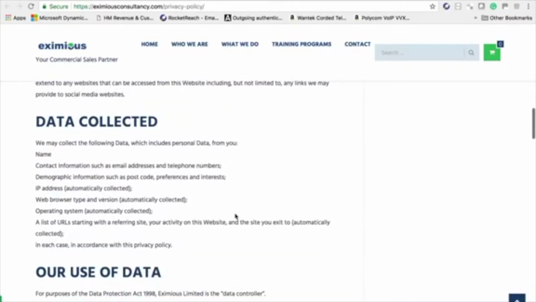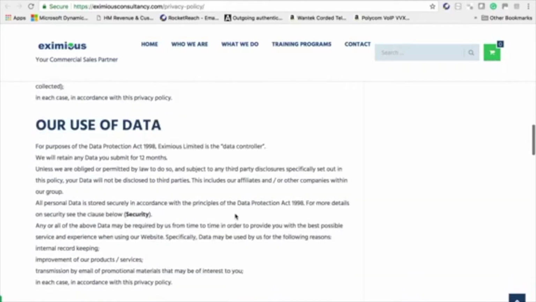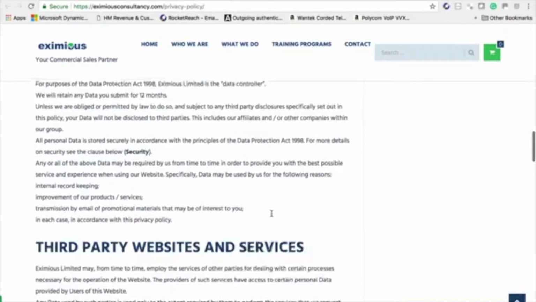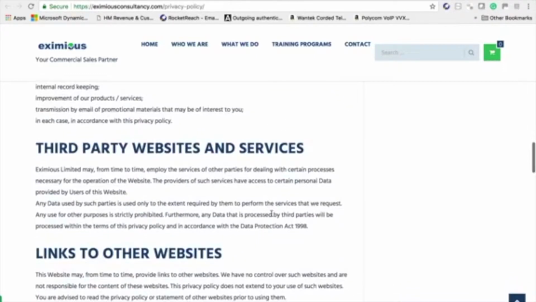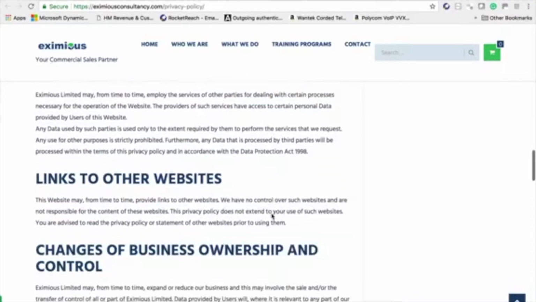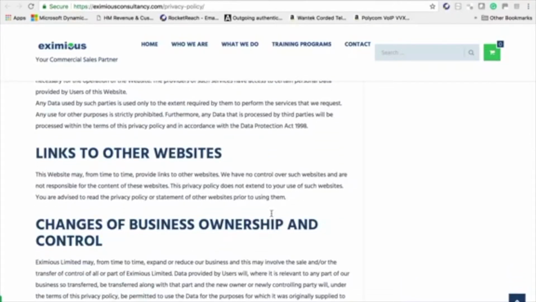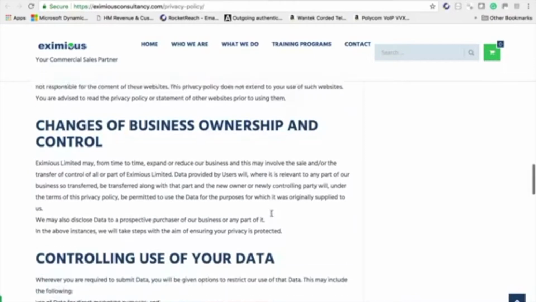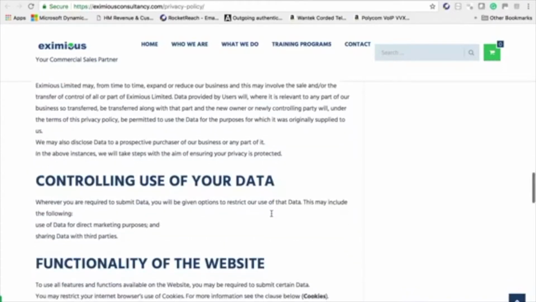What data is collected and how it's collected. What is your use of data? Is it secure? And under the security clause, are you following that under the data protection principles? For instance, what third-party websites and services are using your data or have access to your data, if any? And then stuff like the change of ownership and control: what is your process if you were bought by another company? How is that data secured moving forward? And then how are you controlling that data?